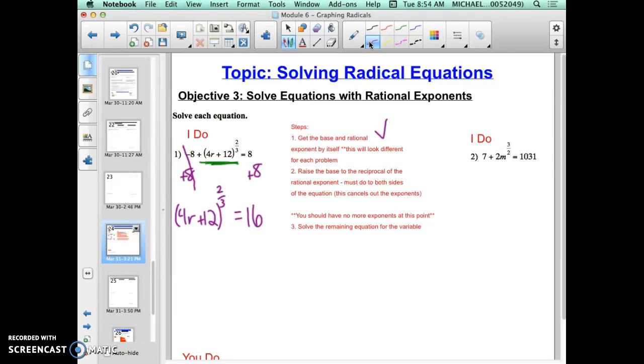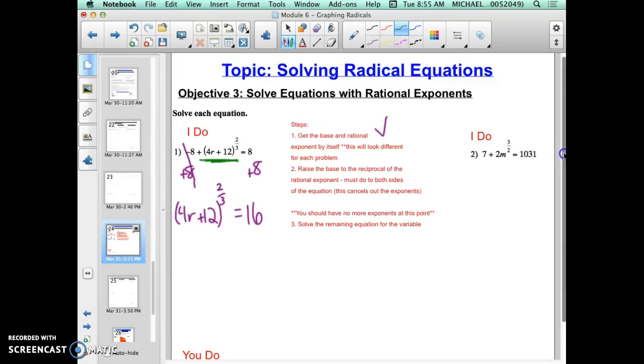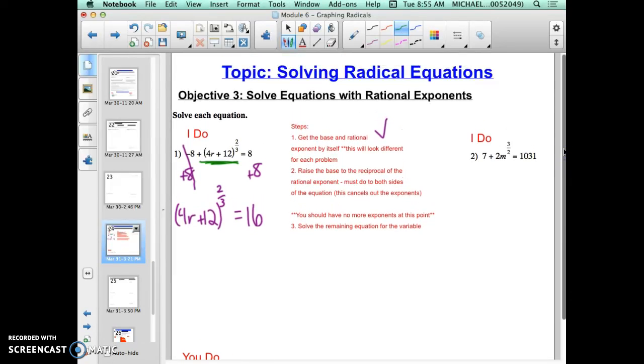Now, for step two, it says raise the base to the reciprocal of the rational exponent. When I do this, I have to do this to each side of the equation. And this should cancel out the exponent. So what I mean by that is, right below the steps here, you can write this if you want. I just want to show you what I mean a little bit more. I'll write it up here in the top corner. If I have a fraction, let's say it's 4 over 5, and I want to multiply it by something so that it gives me 1, I can multiply it by its reciprocal. I flip it, 5 over 4.